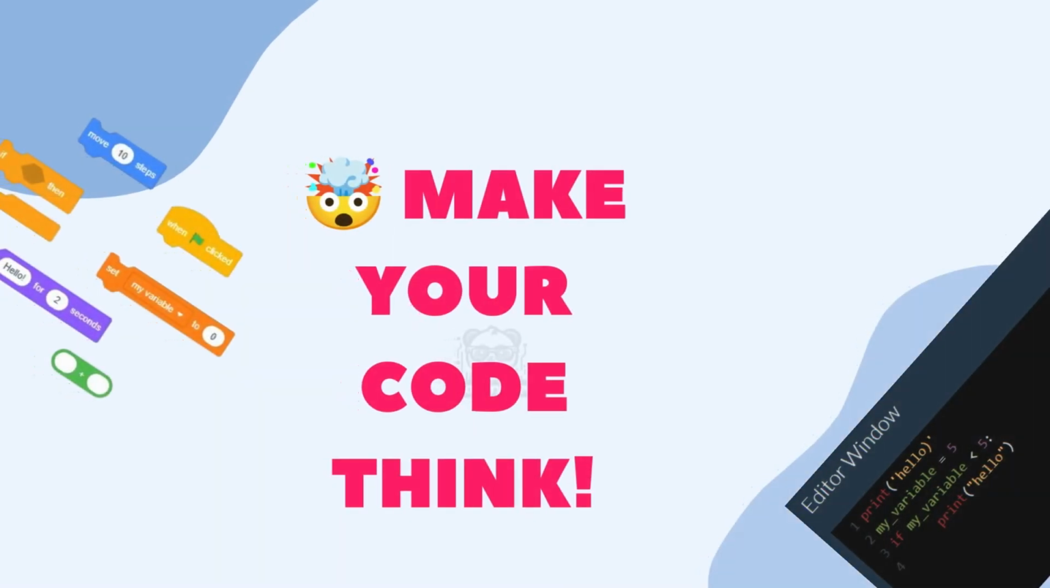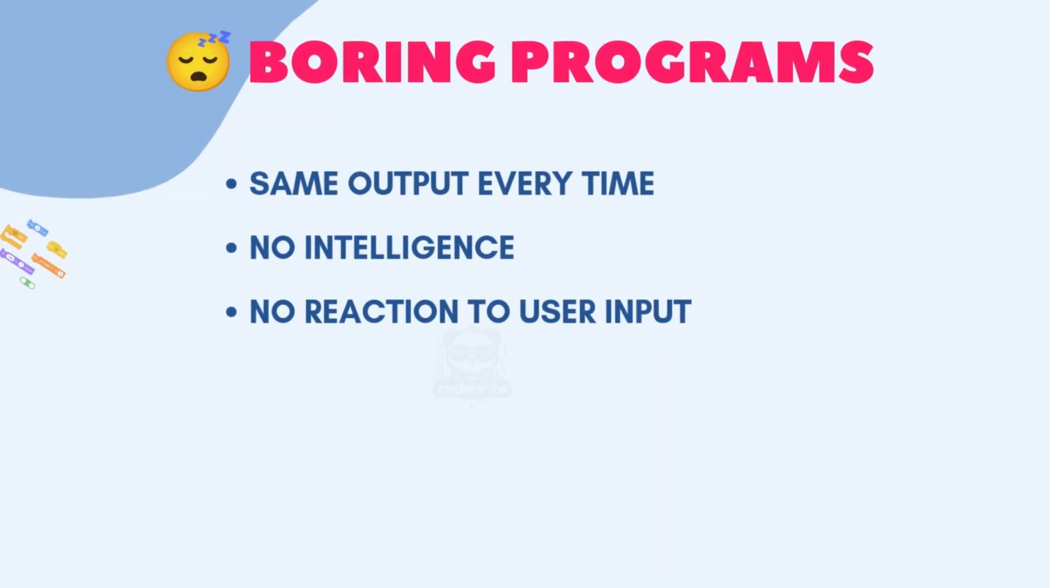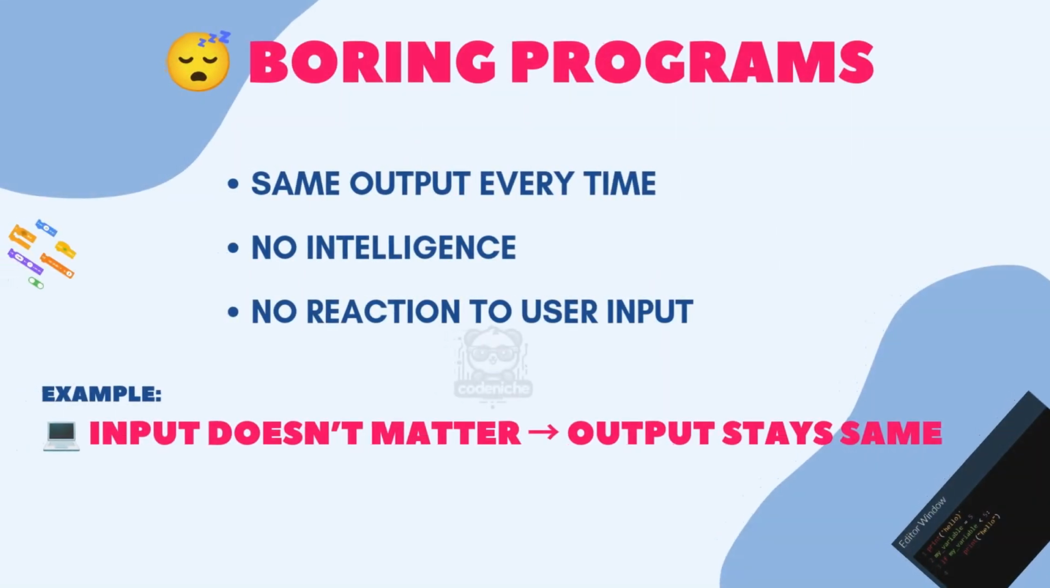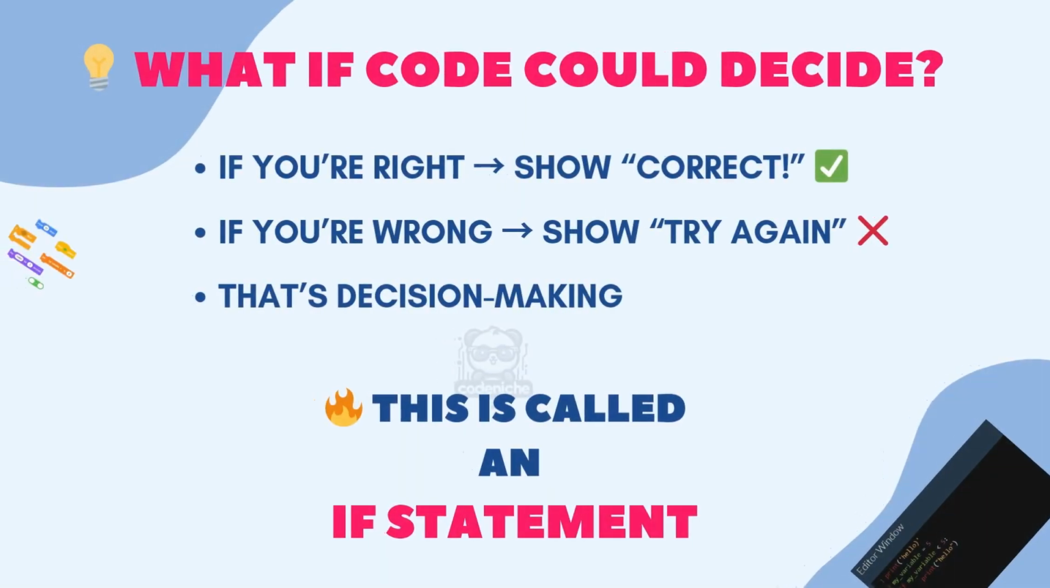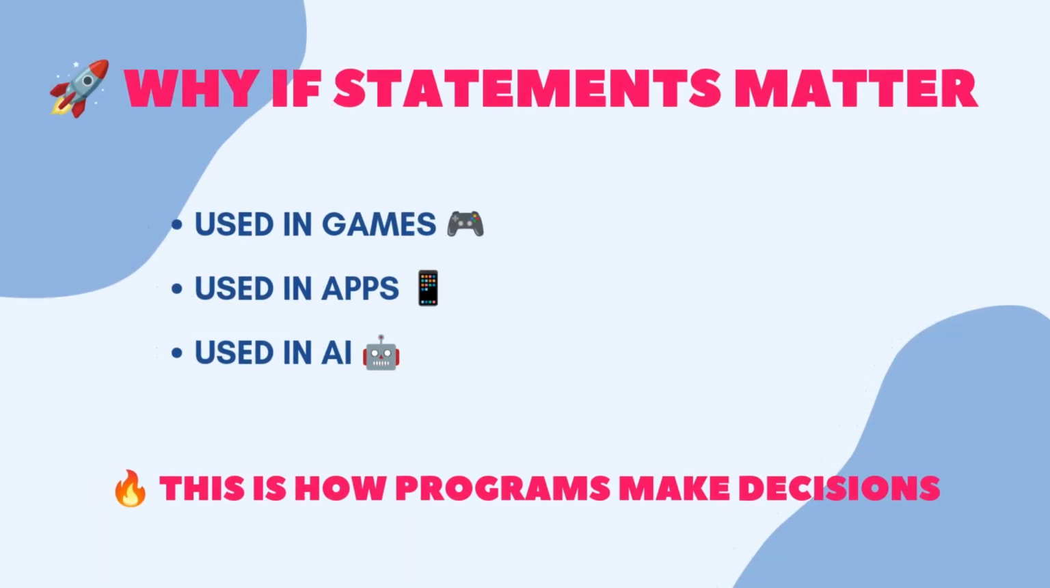So far, your program does the same thing, no matter what. What if it could make decisions? If you are right, it says correct. If you are wrong, it says try again. That's an if statement. It's how every game, every app, every AI makes choices.